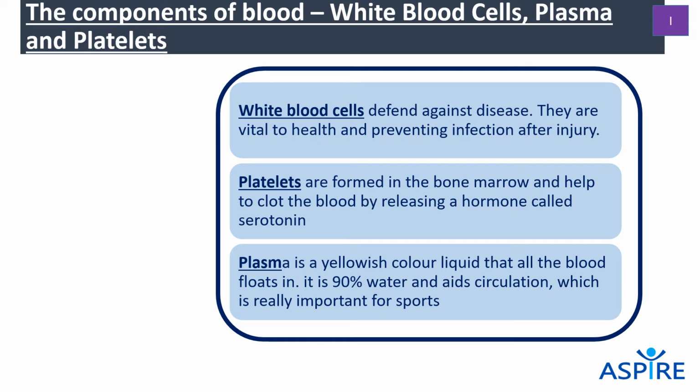Well, we know that our blood isn't just made up of red blood cells. We also have other components in the blood, such as white blood cells, platelets, and plasma. So let's look at these in a little bit more detail.